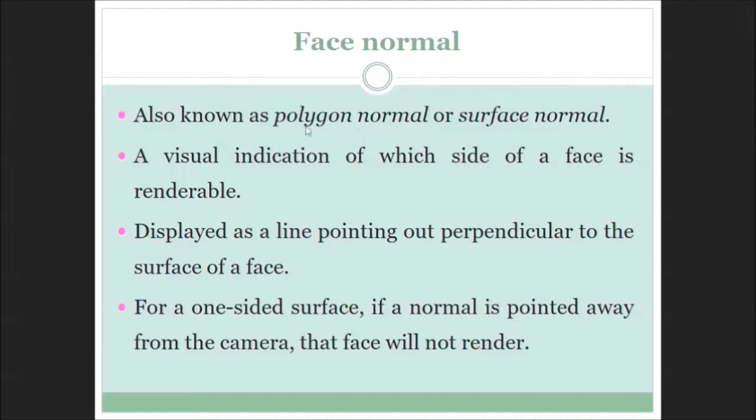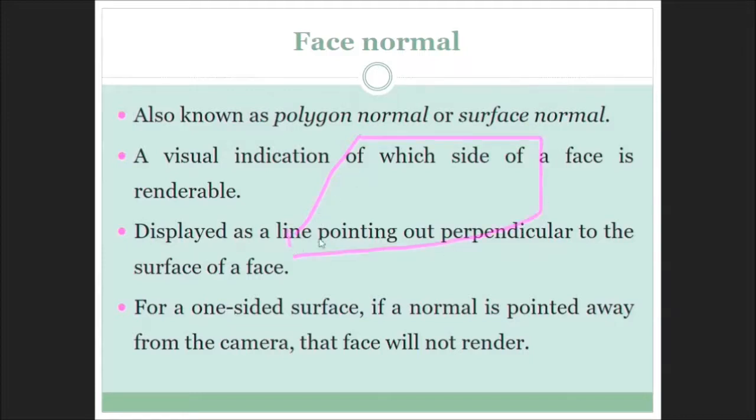Face normal, also known as a polygon normal or surface normal. This is a visual indication of which side of a face is renderable. It is displayed as a line pointing out perpendicular to the surface of a face. For a one-sided surface, if its normal is pointed away from the camera, that face will not be rendered. Okay, let me show you.